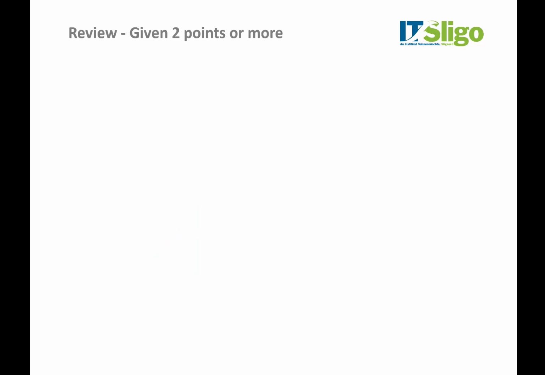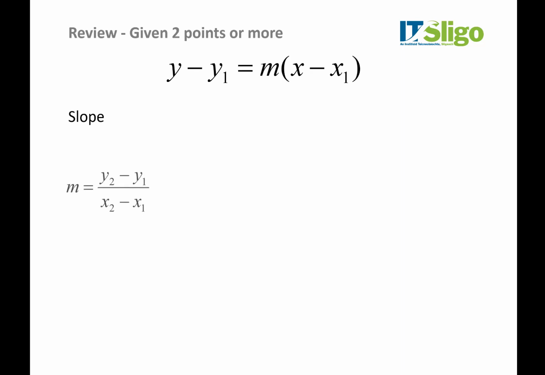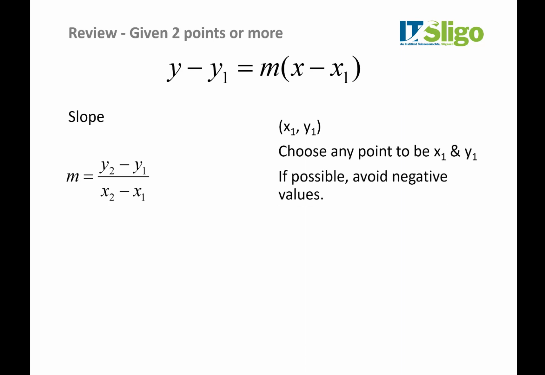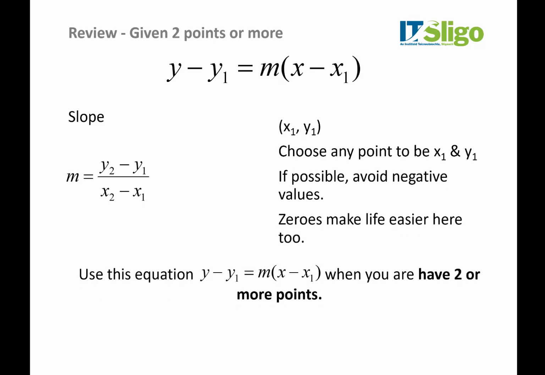This is a quick review of today's lecture. If we're given 2 points, we use this function. Slope, using our slope formula. Choose the slope and either of our 2 points. Where possible, avoid negative values. 0 makes your life easier here. So use this function when you have 2 or more points.